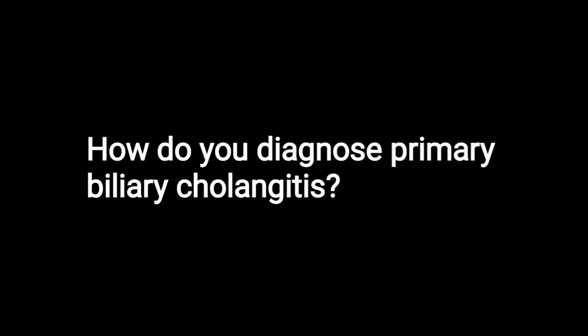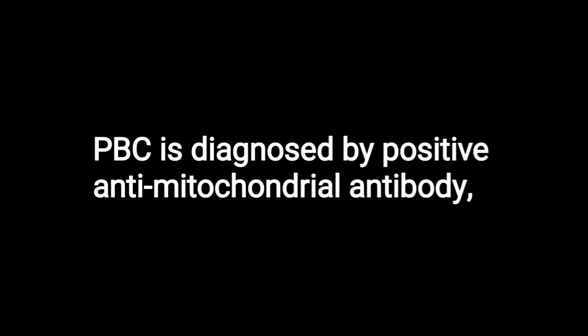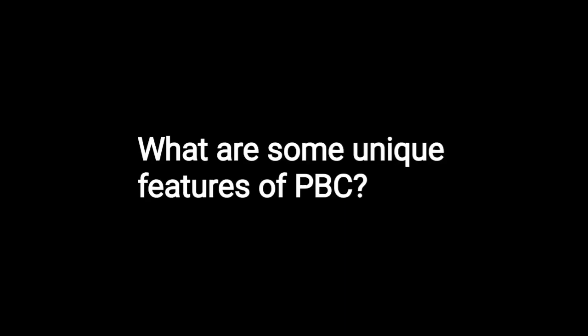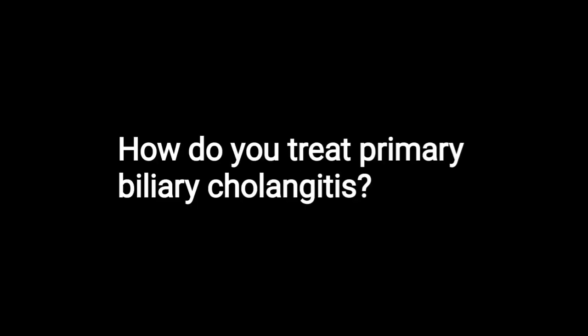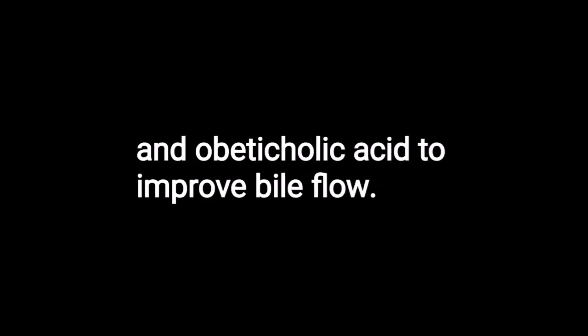413. How do you diagnose primary biliary cholangitis? PBC is diagnosed by a positive anti-mitochondrial antibody, AMA, test and liver biopsy. 414. What are some unique features of PBC? Unique features include xanthelasma, xanthomas, and osteoporosis. 415. How do you treat primary biliary cholangitis? Treatment includes ursodeoxycholic acid and obeticholic acid to improve bile flow.